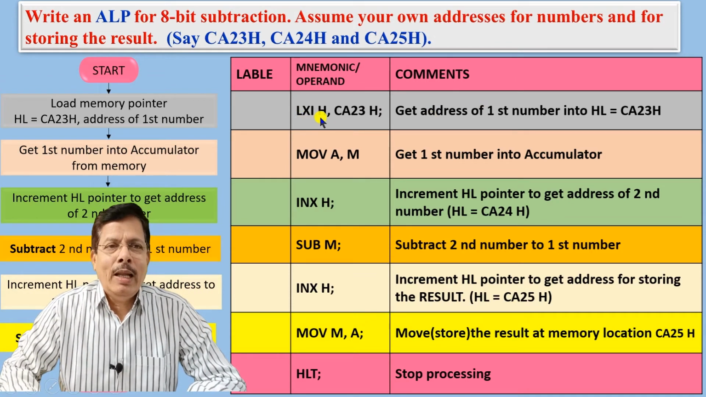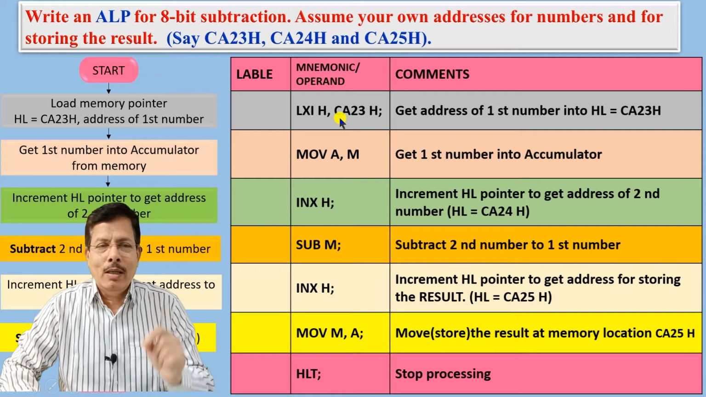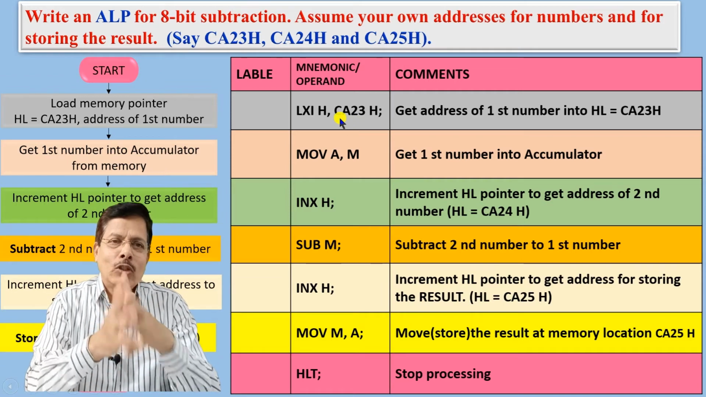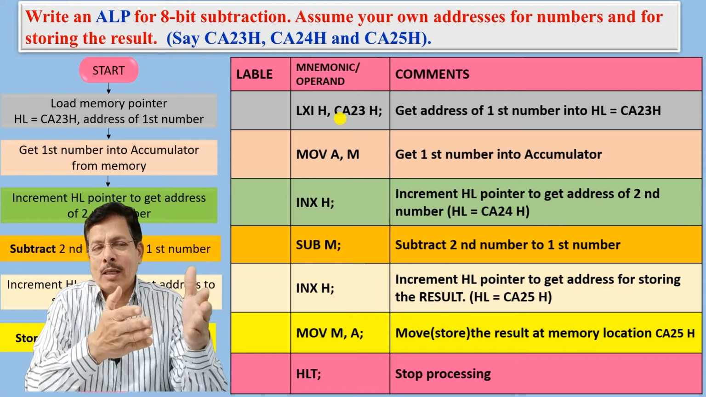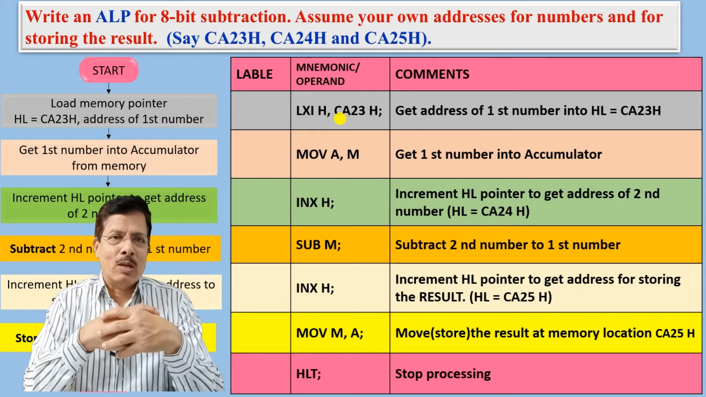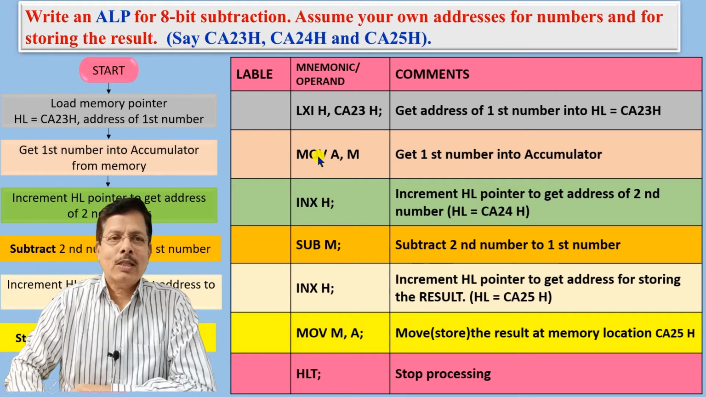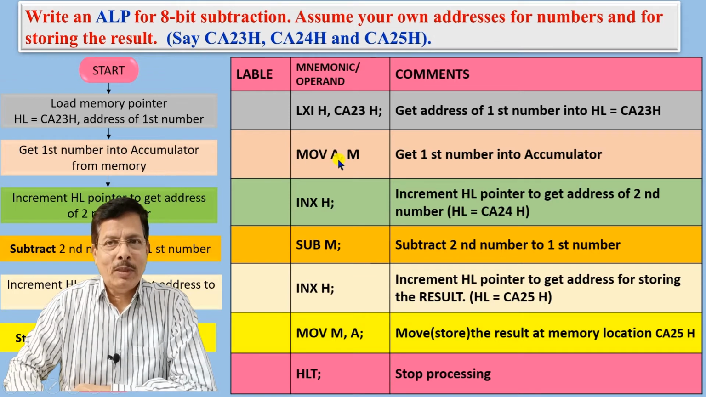See here, LXI H, CA23 hex. That means load immediate some register pair, here HL, with the 16-bit quantity given, CA23. So the 16-bit address gets loaded into the HL pair. The HL pair is now ready to point to that first number, and we want to get that first number into the accumulator, and therefore the instruction is move to accumulator from memory.